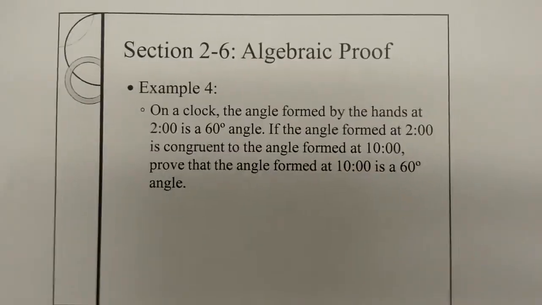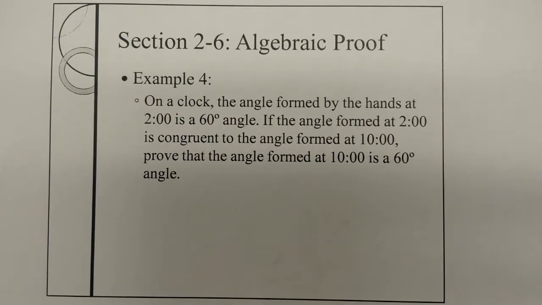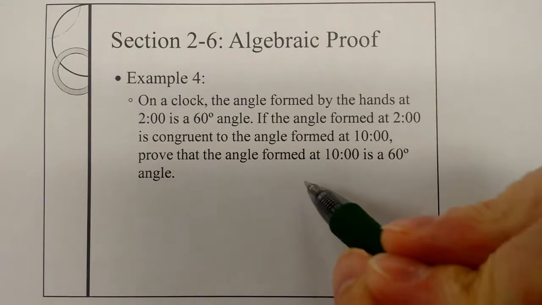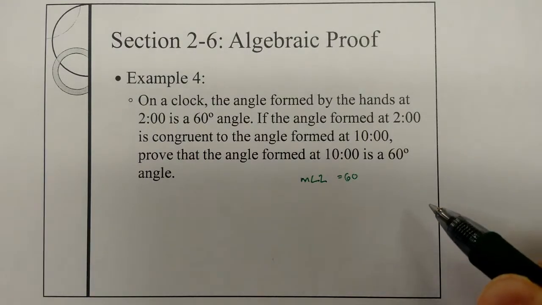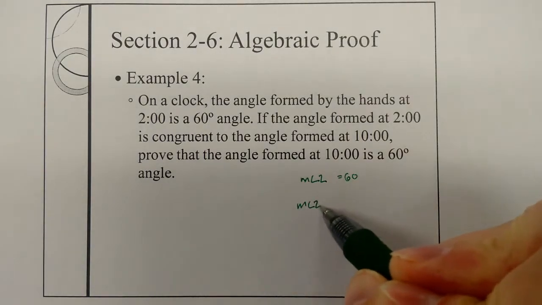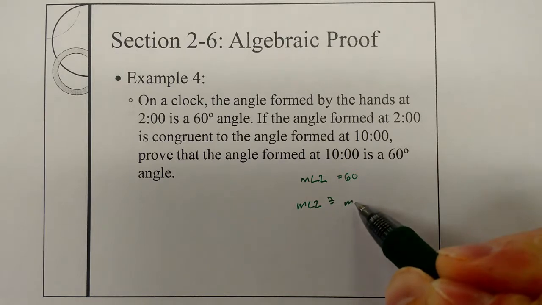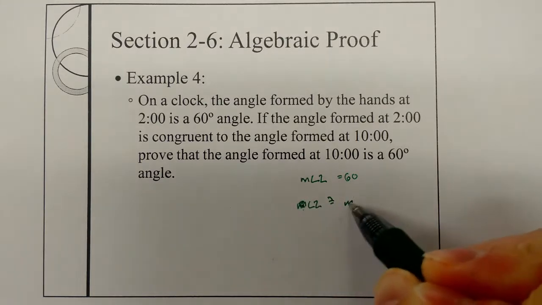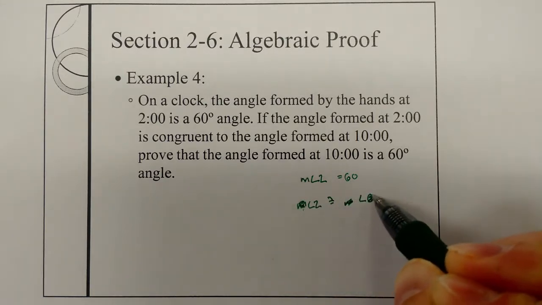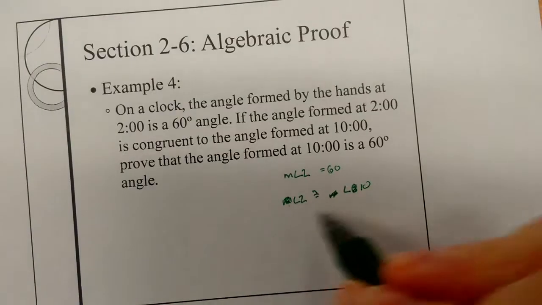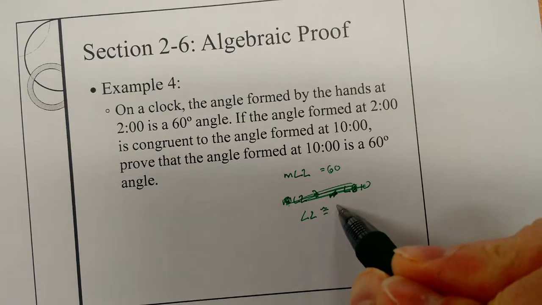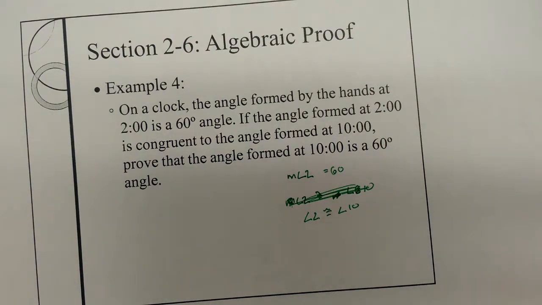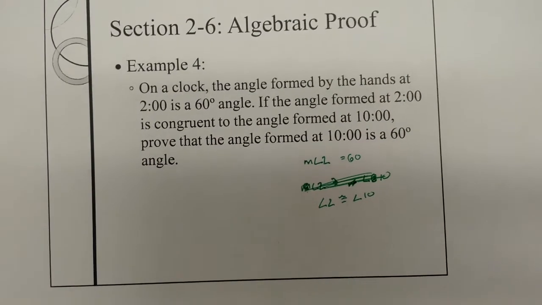Okay, and the last one here: on a clock, an angle formed by the hands at 2 o'clock is a 60-degree angle. So I'm going to say the measure of angle 2 is equal to 60. Angle 2 is congruent to the angle formed at 10 o'clock. Prove that the angle formed at 10 is a 60-degree angle. So we'll work down here.